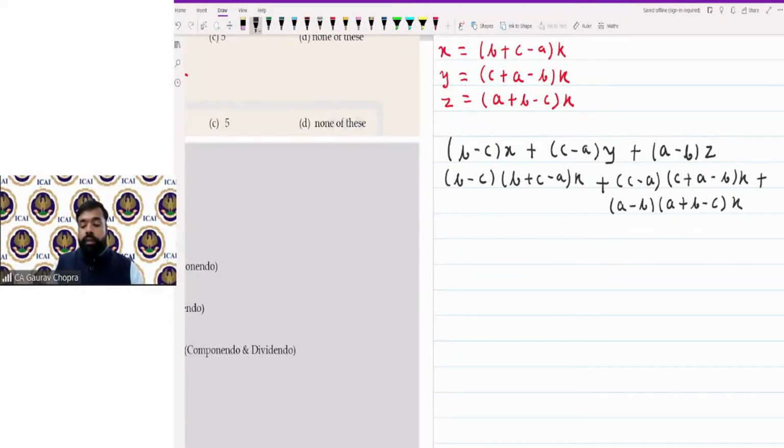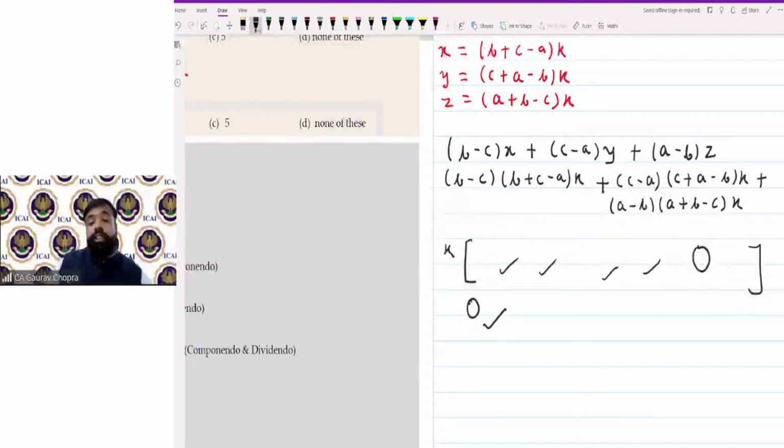Now k is coming everywhere, so you can take k as common. Now if you multiply inside, some values are positive and some values are negative. It automatically will get cancelled and it will become 0. So k into 0, the final result will be 0. Whenever such a question is there, no need to solve it completely. This is known as cyclical order, where some values are positive, some are negative, and it will cancel everything.